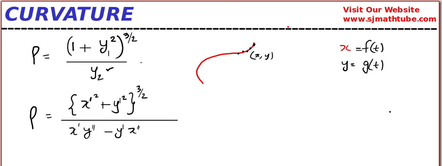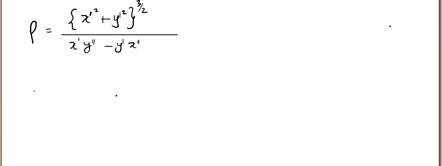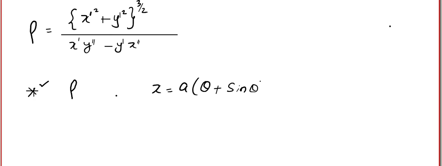Okay, let's try one question. The question goes like this. Are you ready with pen and paper? Okay, let's start. Find rho, the radius of curvature at any point on the cycloid given by x is equal to a into theta plus sine theta and y is equal to a into 1 minus cos theta.